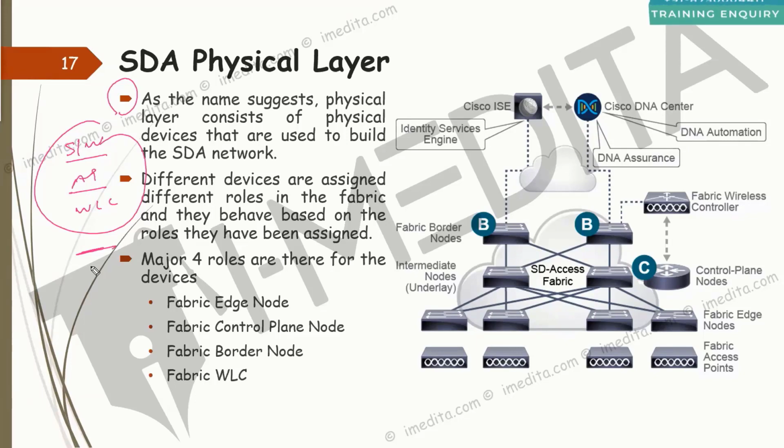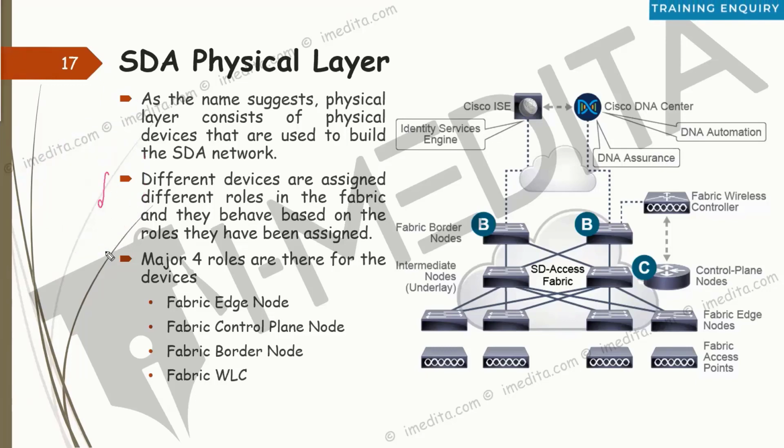Once we have the devices connected together, we are going to assign roles onto those devices as well: your responsibility is to do this, your responsibility is to do that. So we have different devices and different roles on those devices, and devices will behave based on the role assigned to them. For example, we have roles such as edge node, control node, border node. Based on the roles we set, they are going to behave in the network.